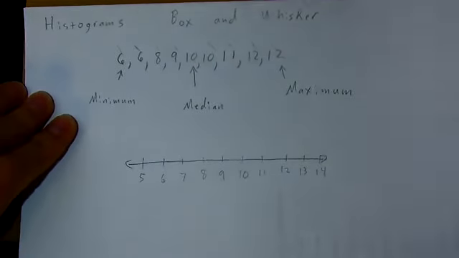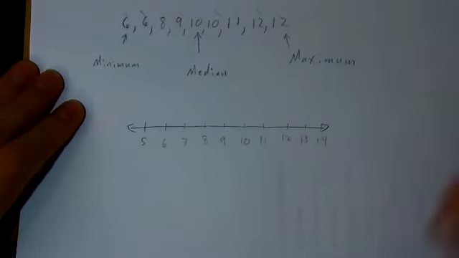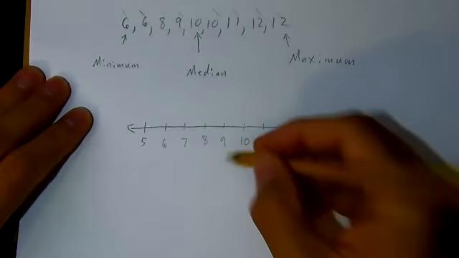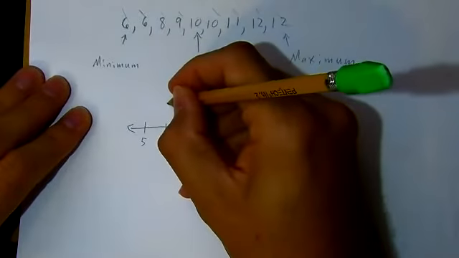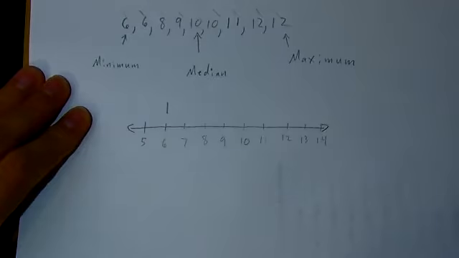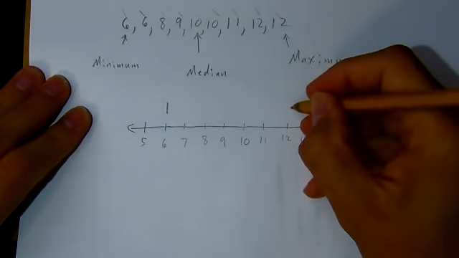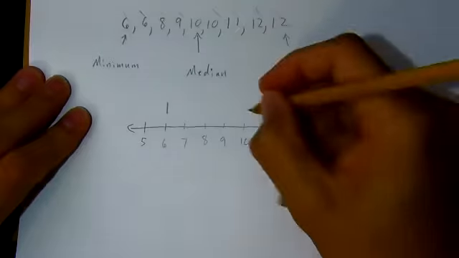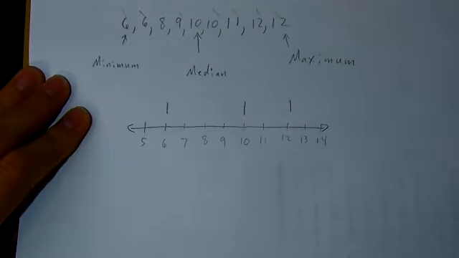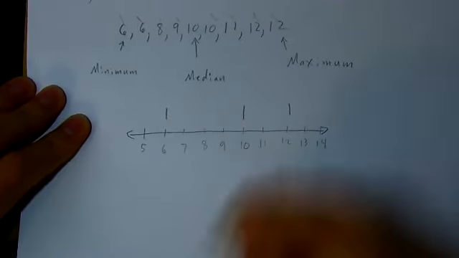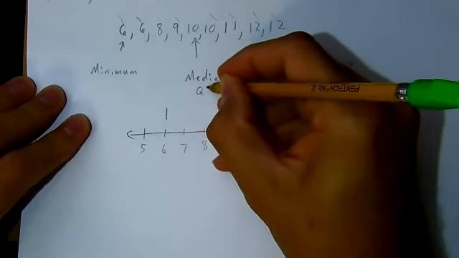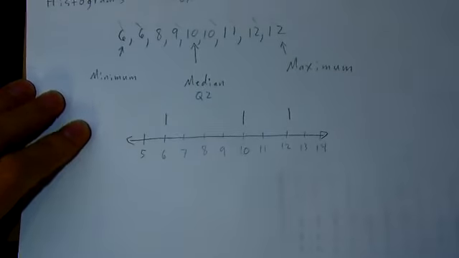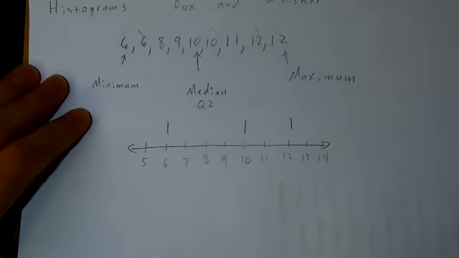So we're going to start by graphing those 3 numbers. So on your number line, you would put a straight line on 6 because that's your minimum. You would put a straight line on 12 because that's your maximum. You also put a straight line on 10 because that's your median. Now you'll also hear people call this Q2. It's the same thing. Q stands for quartile.